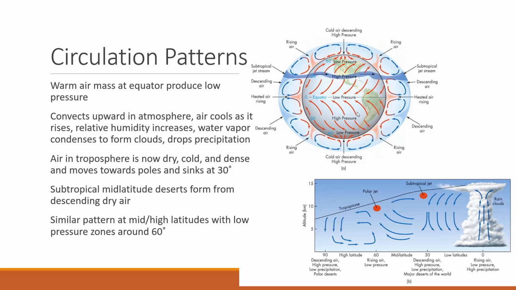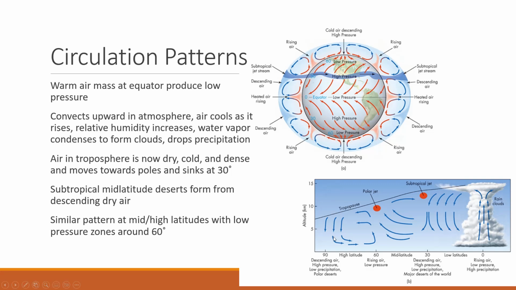The air in the troposphere will now be dry and it's cold, and that makes it more dense, so it will start to sink. It sinks around 30 degrees, both north and south. This is dry air. And so that means we will have a desert around that 30-degree mark because there's no moisture in that air. So these are what we call subtropical mid-latitude deserts.